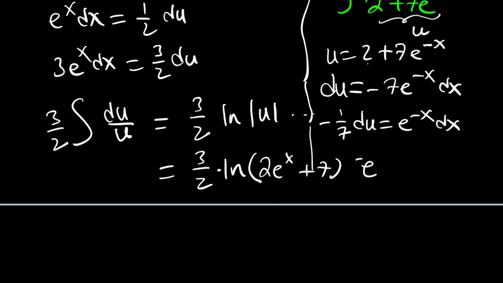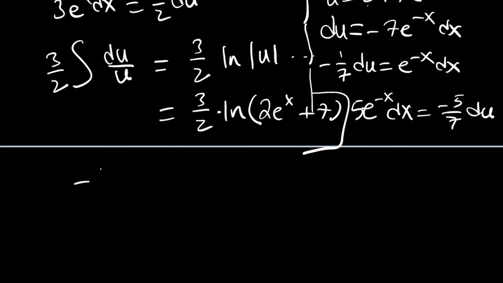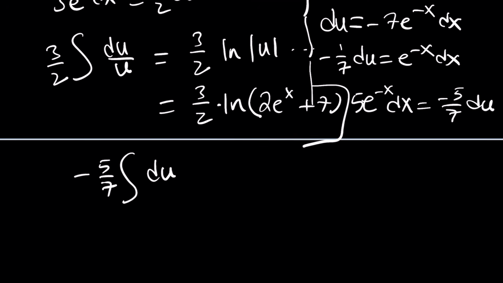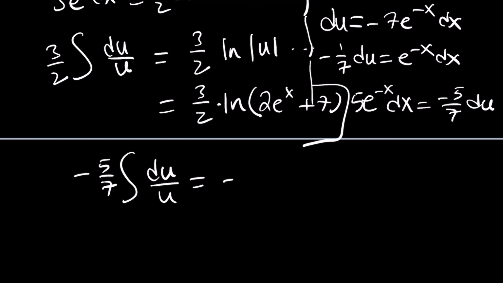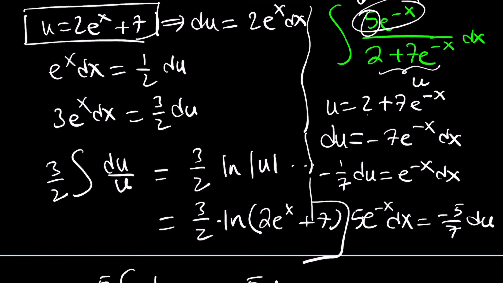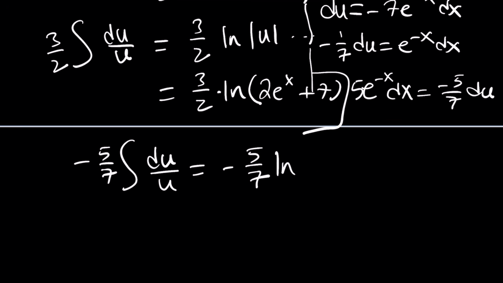e to the x, 5e to the negative x dx is going to be negative 5 over 7 du. Okay? Then our integral is going to turn into negative 5 over 7, we'll pull that out, du divided by u again. So it's the same ln thing with a different coefficient, right? It's going to be ln absolute value of u, but again, u is positive, we can write it without the absolute value.